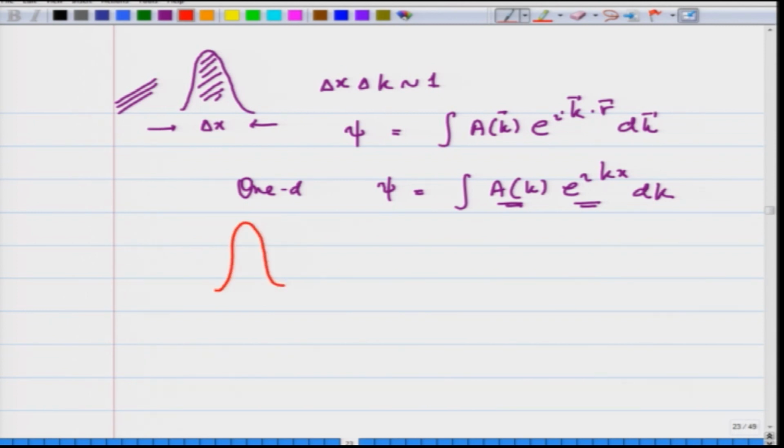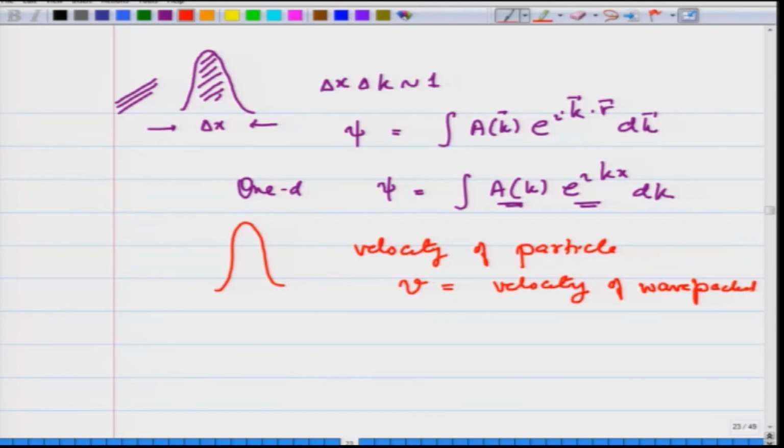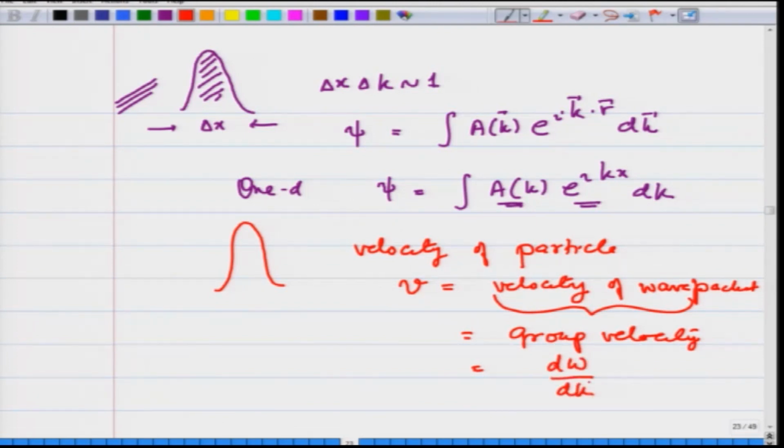For the wave packet, the velocity of the particle v is related to the velocity of the wave packet. They are in fact equal, and the velocity of the wave packet is known as the group velocity, which is given as d omega d k, or 1 over h cross d energy d k.